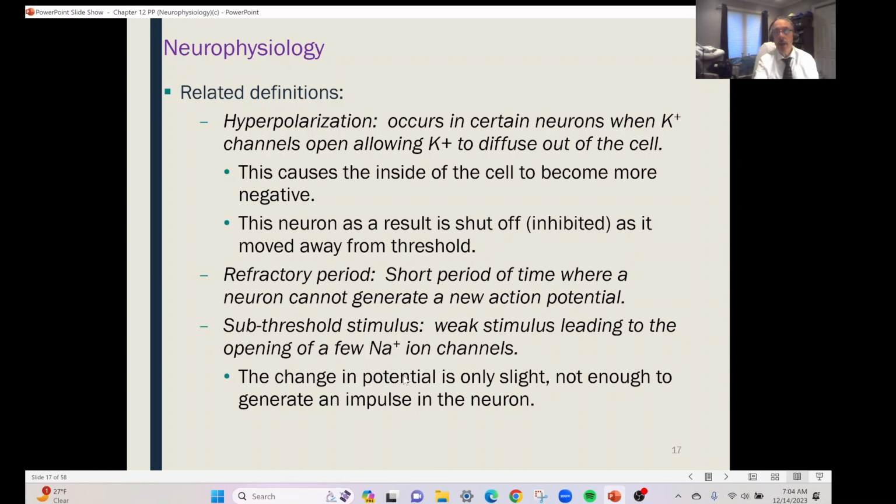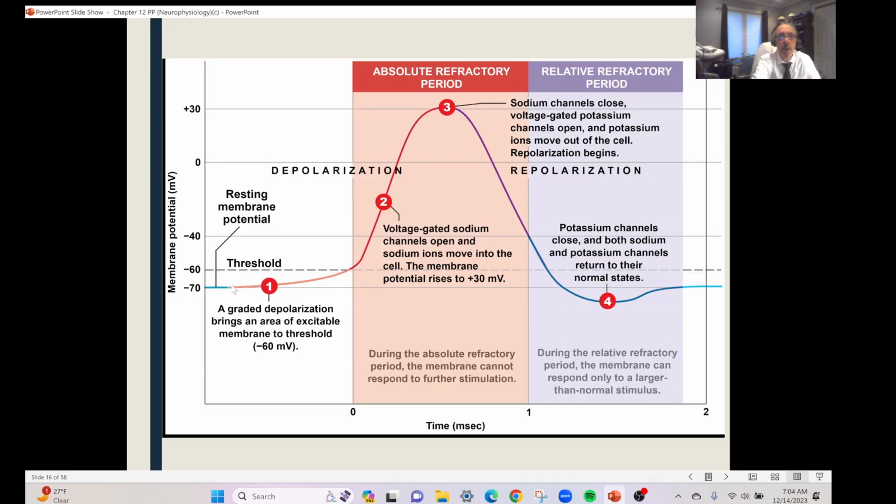These are a weak stimulus leading to the opening of a few sodium ion channels. The change in potential is only slight, not enough to generate an impulse in a neuron. So again, we would probably need a few. Let's just say we hit a weak stimulus here, and the curve goes up a little bit. If we don't hit it again, we would just get a graded potential, right? So we would have to hit it with multiple subthreshold stimuli to get enough sodium in that we get to threshold.